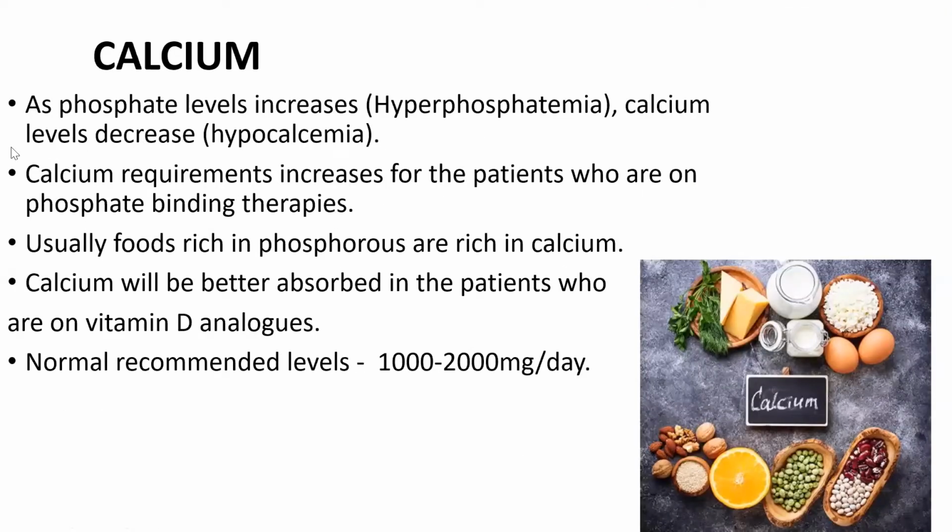Now, calcium. As phosphate levels increase, that is hyperphosphatemia, calcium level decreases, that is hypocalcemia. Calcium requirements increase for the patients who are on phosphate binding therapies. Usually, foods rich in phosphorus are rich in calcium. Calcium will be better absorbed in the patients who are on vitamin D analogs. Normal recommendation levels are 1,000 to 2,000 milligrams per day.